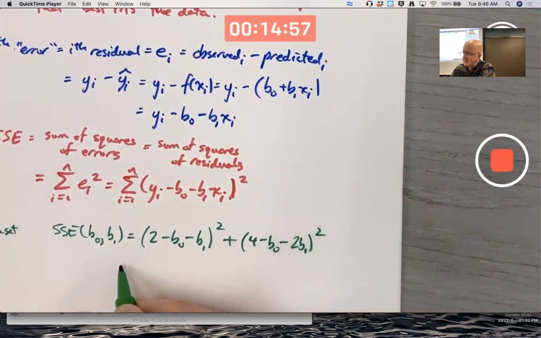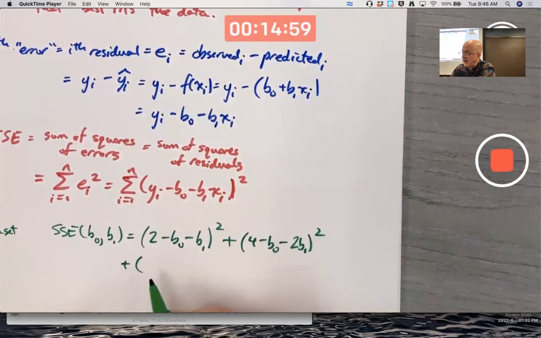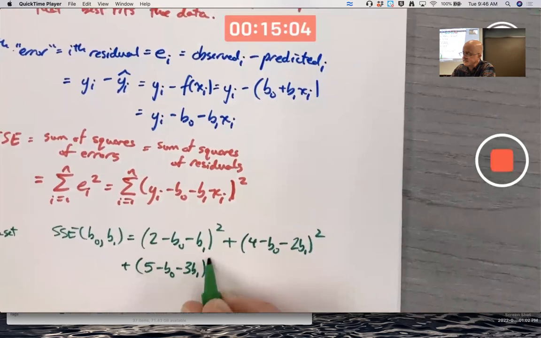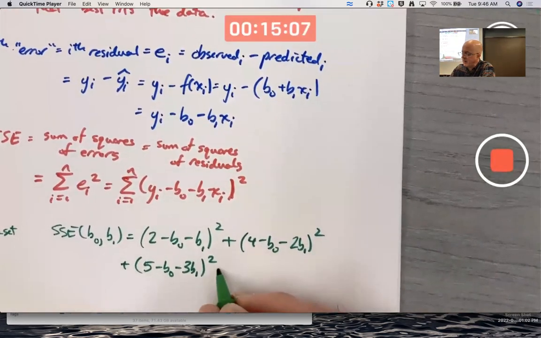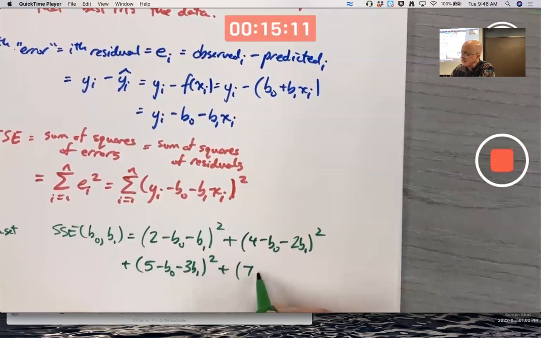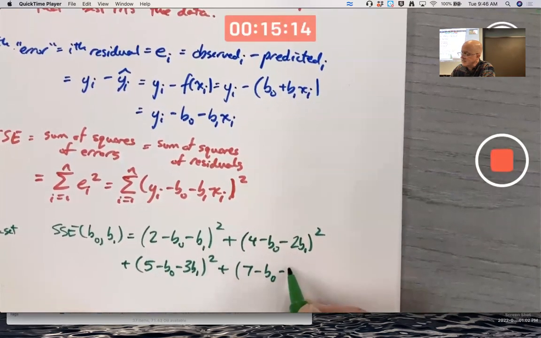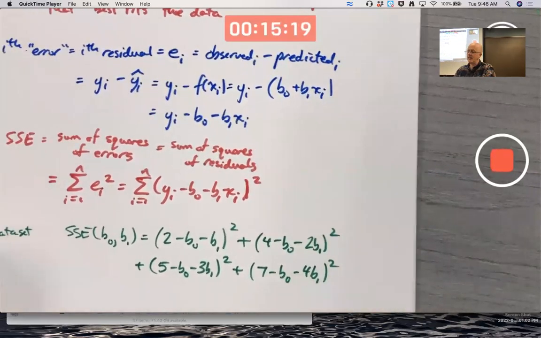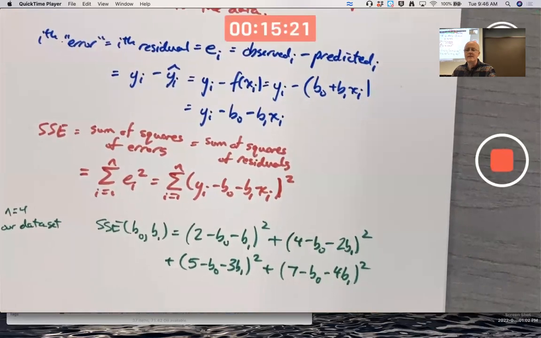Third data point, x3 was 3 and y3 was 5. Plug in the fourth data point, 4, 7. Y4 is 7 and x4 was 4. This is the quantity we want to minimize. Least squares line. It's a function of two variables, multivariable calculus.